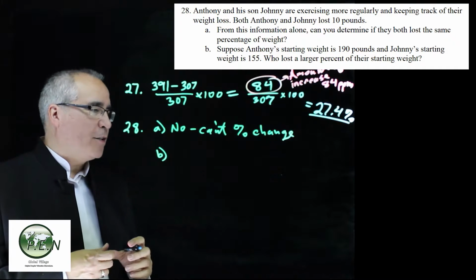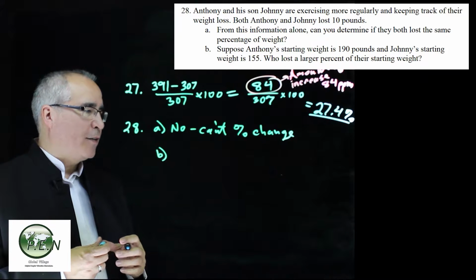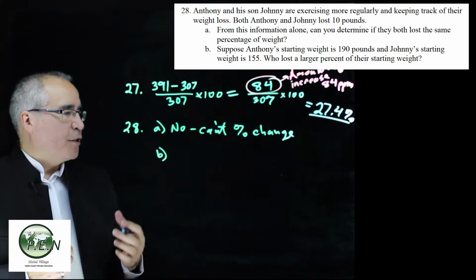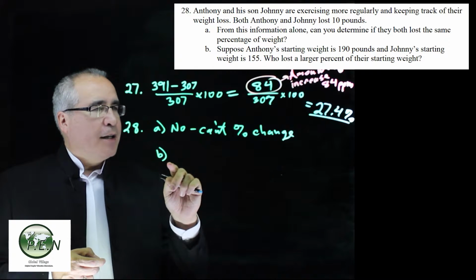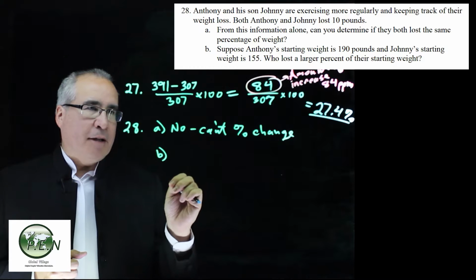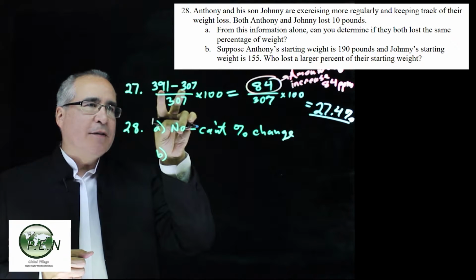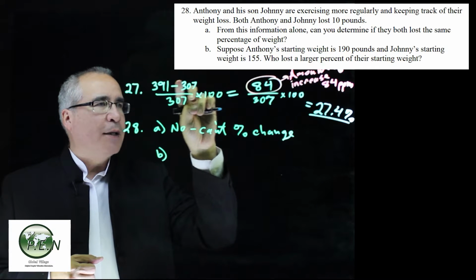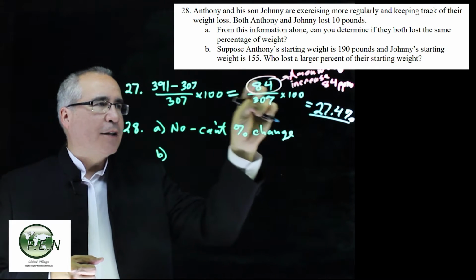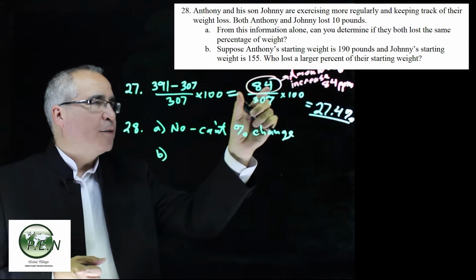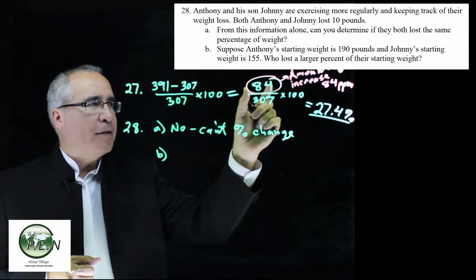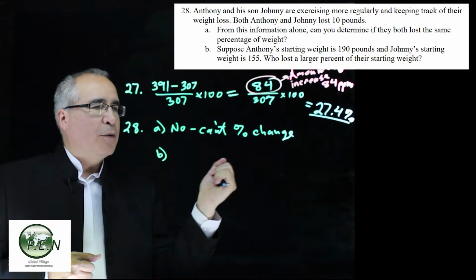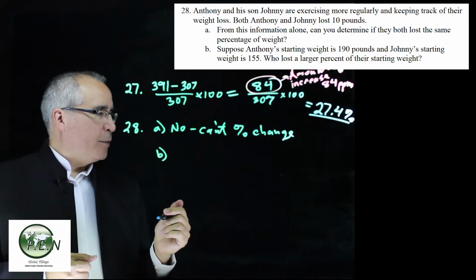But B, they're going to give us some additional information. Suppose Anthony's starting weight is 190 pounds and Johnny's starting weight is 155, who lost a larger percent of their weight. Now, knowing that they lost 10 pounds, we'll come back up to 27, right? It's the result of this calculation. The amount of change has already taken the subtraction for us. So what we're going to do is we're going to take that 10 pounds as the amount of increase or decrease, in this case, and divide by the old value, their old weight. So let's see where we're going to start.